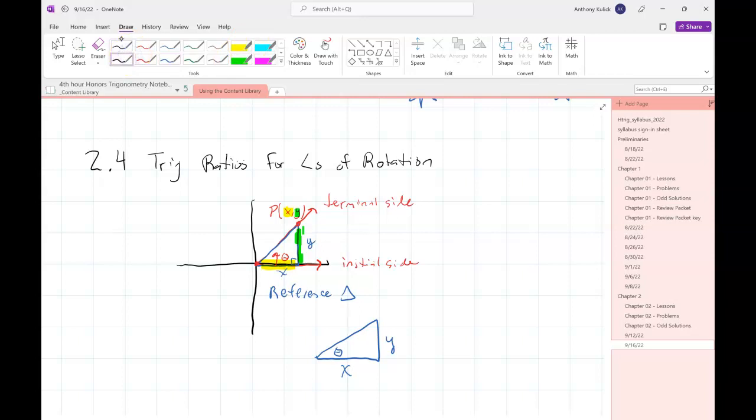Everybody's okay with that? So this side here, I'm going to call R. What is R going to equal? Just the square root of x squared plus y squared. What is that really? Just the Pythagorean theorem, right? Can we see that? Is everybody okay there?